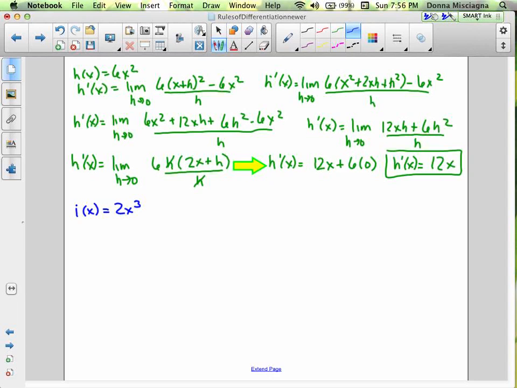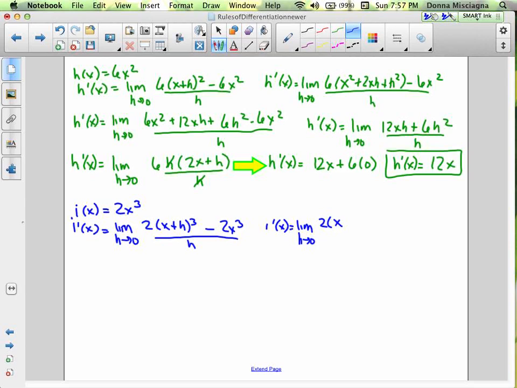This one is 2x cubed. Right? And so this is i prime of x equals the limit as h approaches 0 of 2 times x plus h cubed minus 2x cubed, all divided by h. I think I'll have enough space here if I don't write too big. i prime of x equals the limit as h approaches 0. All right, so we're going to cube x plus h. And I am just doing these in my head. If you don't know how to do these in your head, I'll show you at the end of this tape.